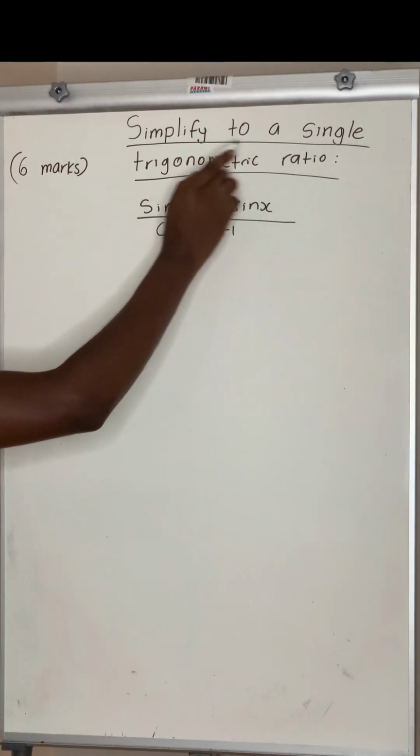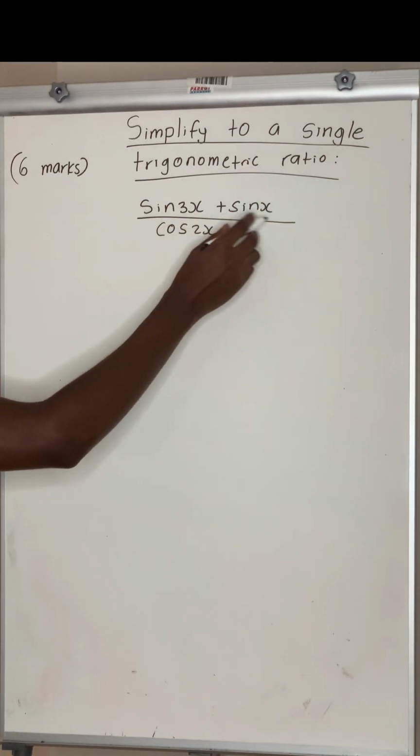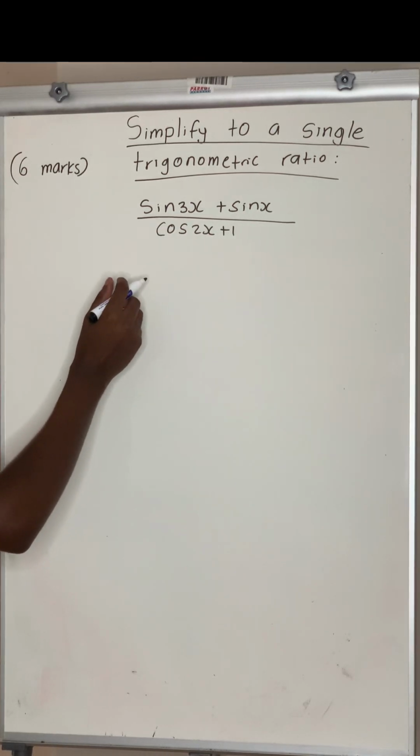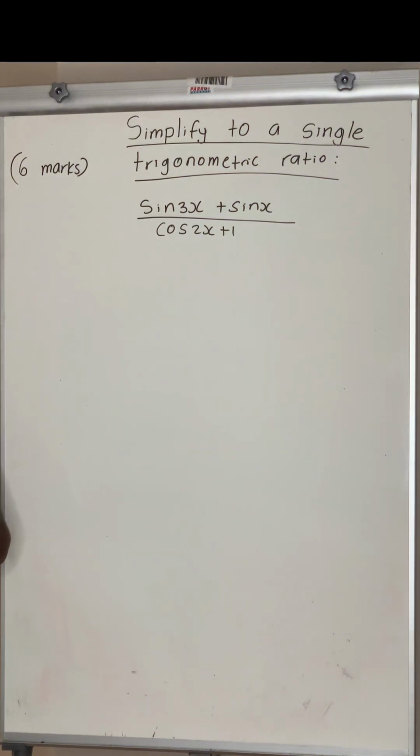So let's simplify this to a single trigonometric ratio for 6 marks. So we have sine 3x plus sine x, all of that is divided by cos 2x plus 1. So the first step is, let's try to deal with the sine 3x. Okay, so we're going to change it to a compound angle.